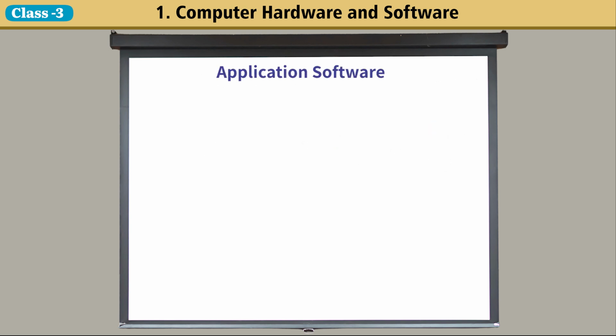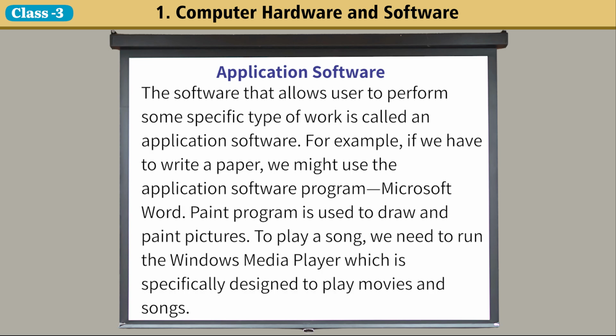Application software. The software that allows users to perform some specific task. Paint is used to draw and paint pictures. To play a song, we need to run the Windows Media Player, which is specifically designed to play movies and songs.